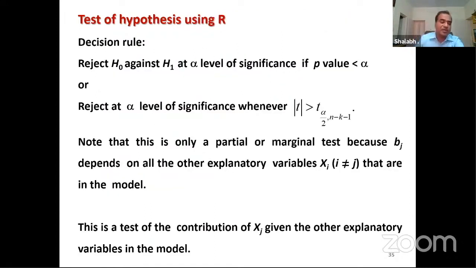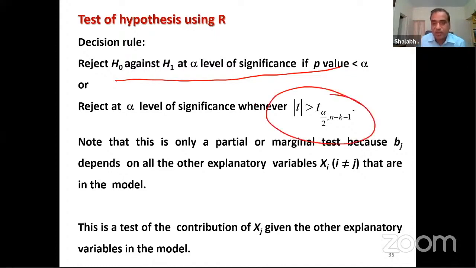So obviously the rule after this is very simple: reject H naught against the alternative hypothesis at alpha level of significance if the p value is less than alpha. Or the classical way is you get the tabulated value from the table when you conduct the test of hypothesis. I'm not going into the details of the test of hypothesis, but I'm simply saying that you conduct the test and take a conclusion. Whether the hypothesis is accepted or not depends on the given data.